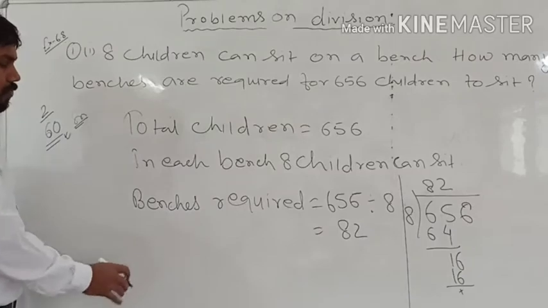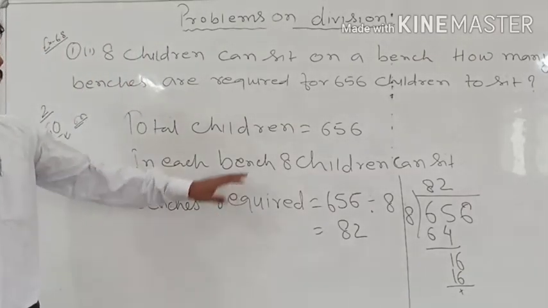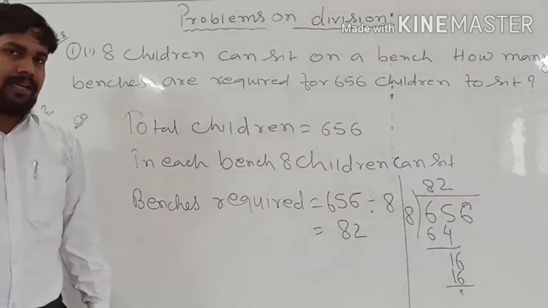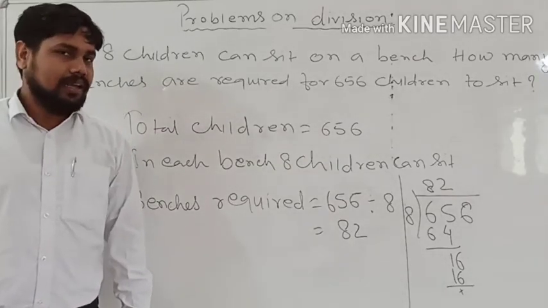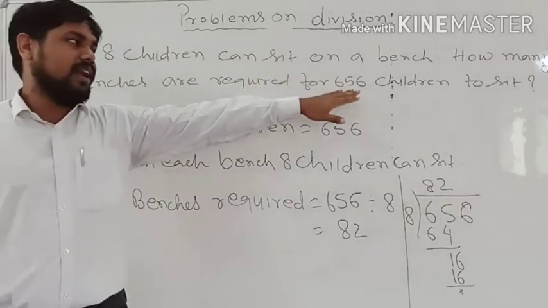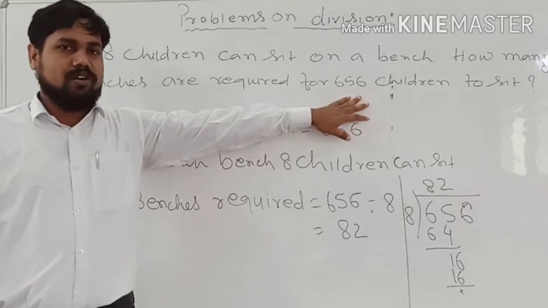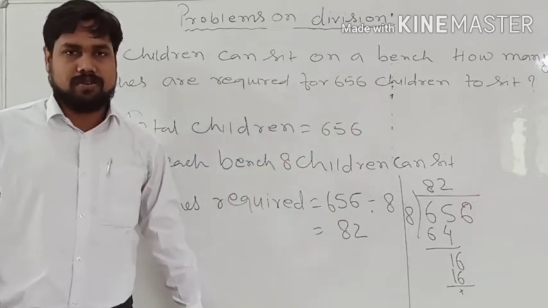Okay. So therefore आप class में लिख देना total benches will be required is equal to 82 for 656 children. So this is how very easily, if any number of children are there given and if any other number of student count is given, you can find out for that with the help of this process.